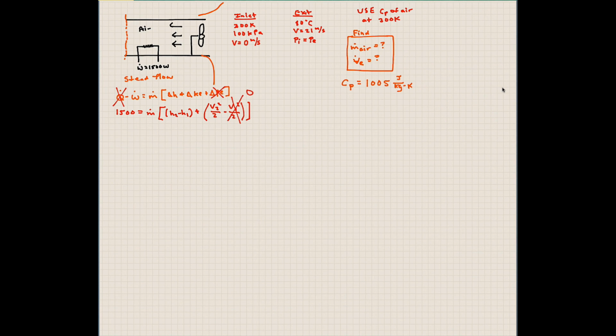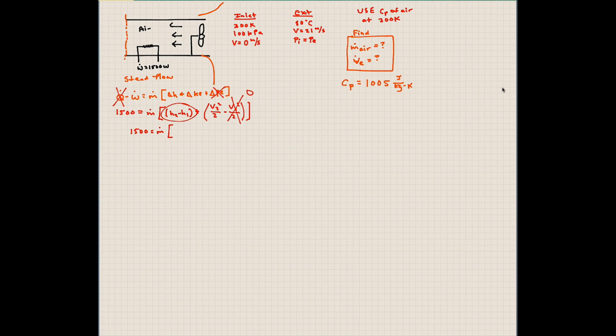V2 is 21, so it's coming out pretty fast. So despite it coming out pretty fast, we maybe could neglect it, and we'll just see how much of a percentage it is of the total value. But right now we don't know what H2 minus H1 is.